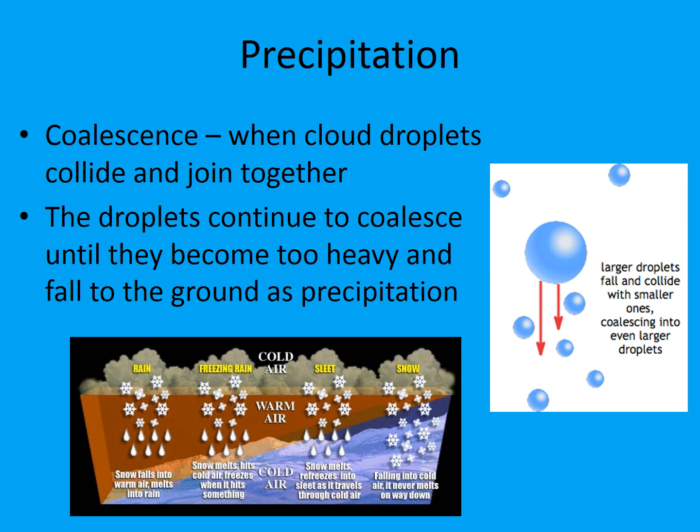So we've got these teeny tiny water droplets, but they start to collide with each other. And they get bigger and bigger and bigger until they're no longer able to remain suspended in the air, and they fall to the ground as precipitation. Now, what type of precipitation we get just depends on the temperature of the air near the cloud and the temperature of the air near the surface.